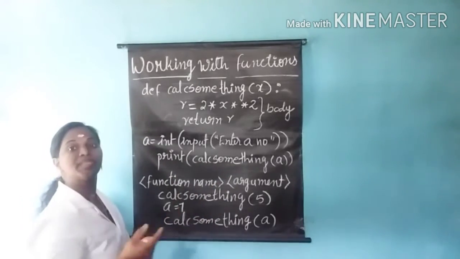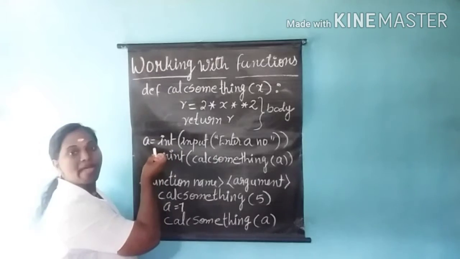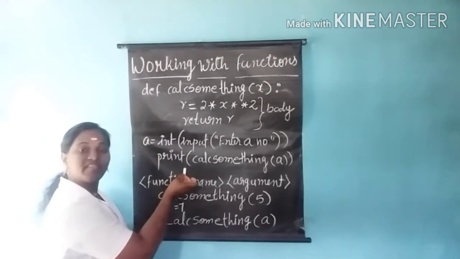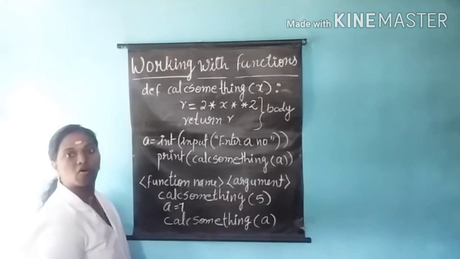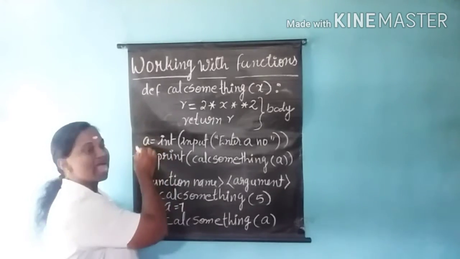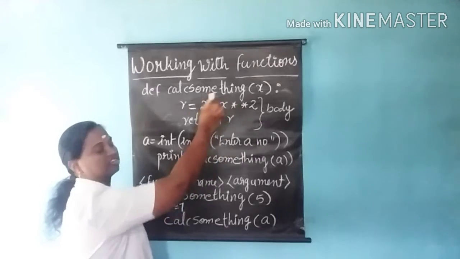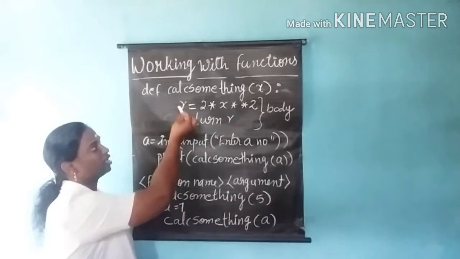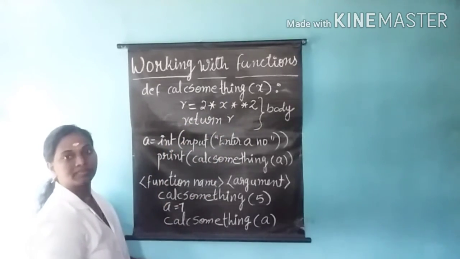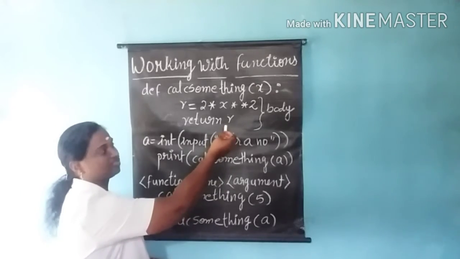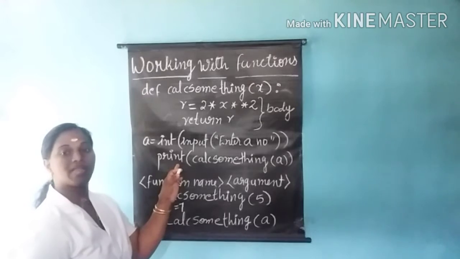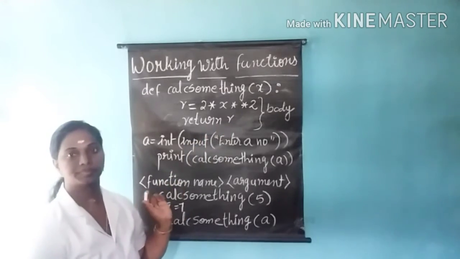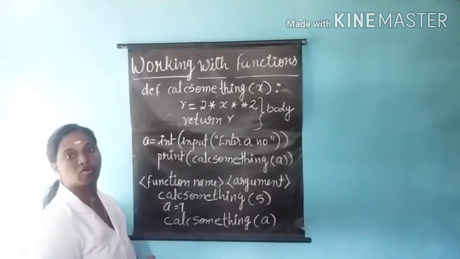Okay. First we read a number into the variable a. Then inside the print statement we call the function calc_something(a). That means the variable a is passed into the function calc_something. Then the function will work with the variable x, and the computed result will be returned to the print statement. So the print statement will print the answer. This is one method to call a function.